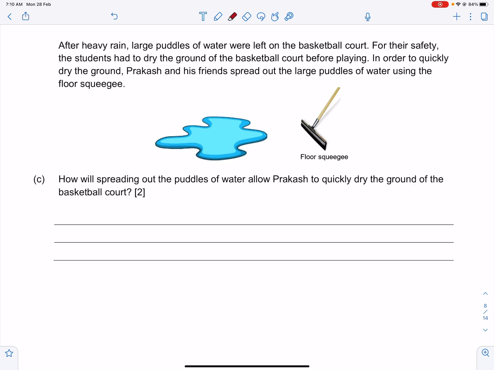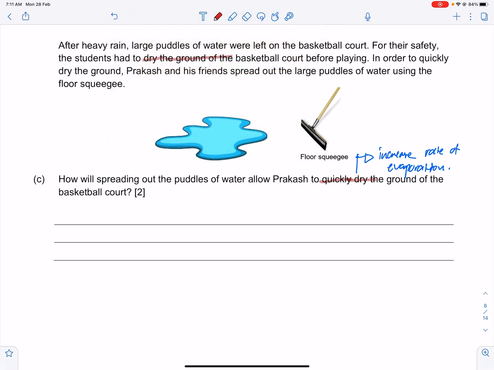Now, when you think about it, basically what they're trying to ask you is that you want to quickly dry, right? You want to actually increase rate of evaporation, right? That's all the goal of this whole using the squeegee thing, is to increase rate of evaporation, right? Because you want to dry the court.